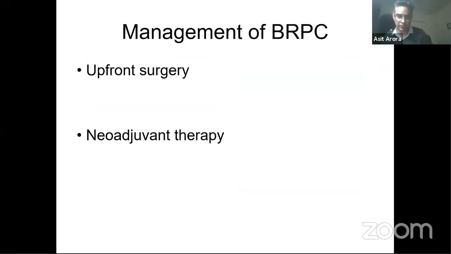please. Yeah. So now, obviously, the main part of the discussion, once we have gone through the basics, is whether to go for an upfront surgery or a neoadjuvant therapy. So next slide.